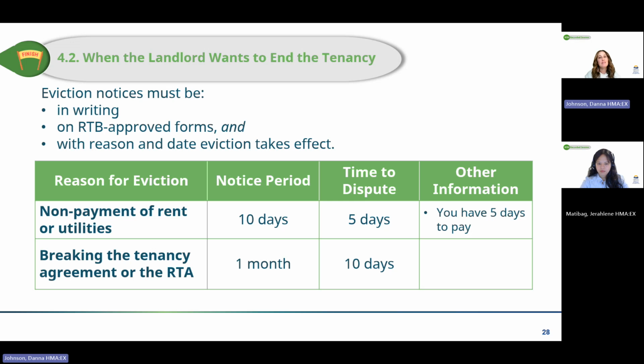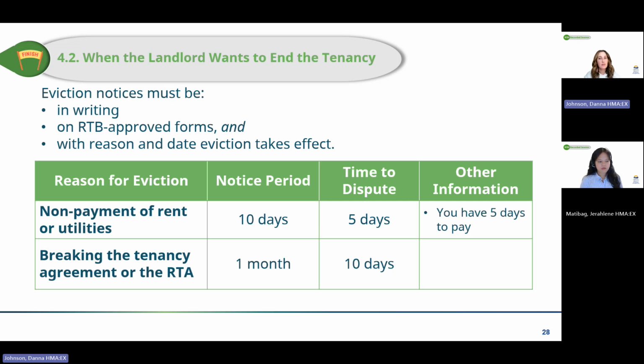Now that we've talked about how tenants can end a tenancy, let's look at the other side, when the landlord wants to end the tenancy. Any eviction notice has to be in writing. It has to use an RTB approved form, and it has to clearly state both the reason and the effective date. The two most common types of notices are, first, the non-payment of rent or utilities, which would come up as a 10-day notice. So you have 5 days to either pay the full amount or dispute the notice. And if you don't, the eviction goes ahead.